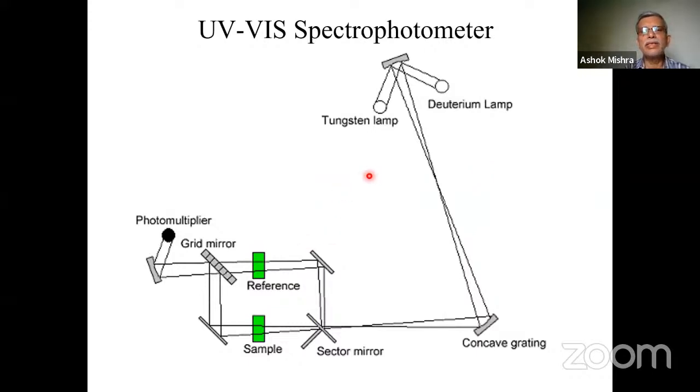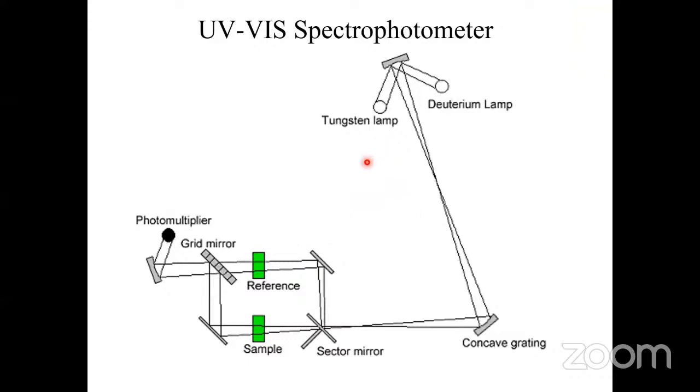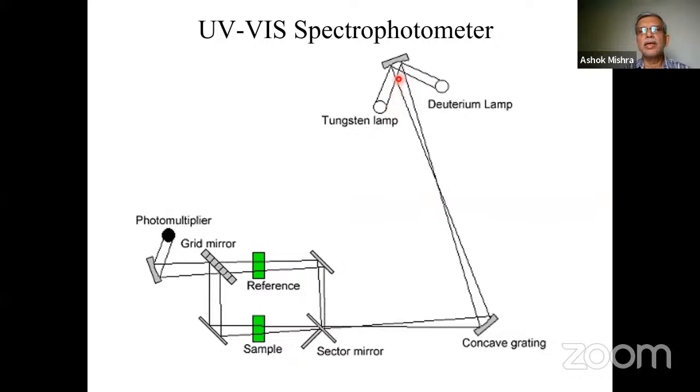So the way it is designed, I already explained to you. I can use a lamp source. No, I have to have the light first. But for a UV visible spectrometer, normally you cannot go from the entire UV range to the visible range with a single lamp. Nowadays, those lamps are possible.